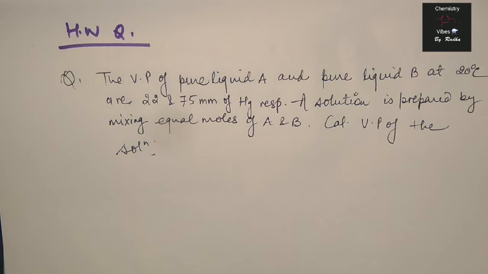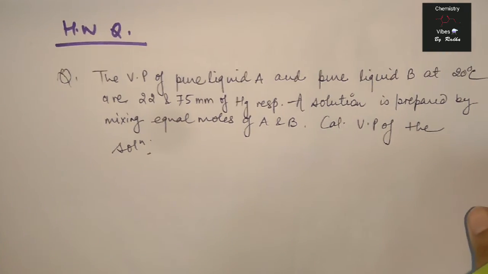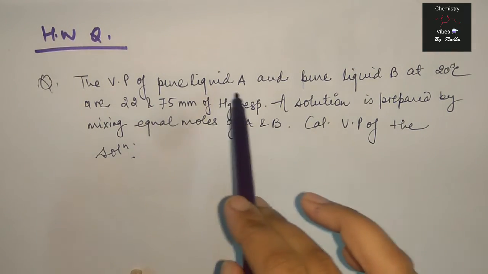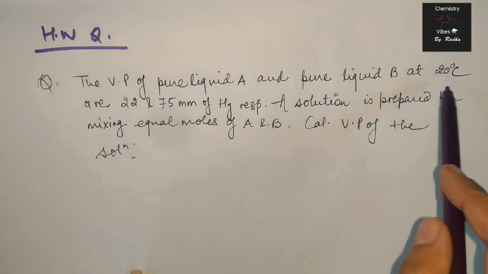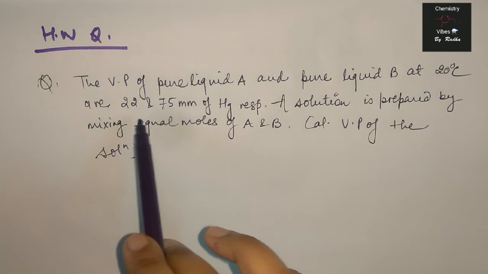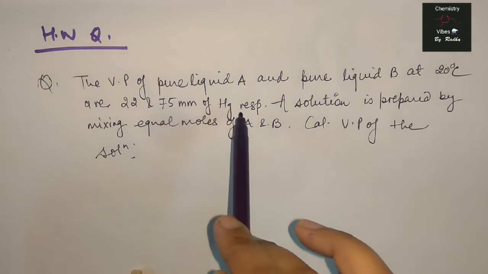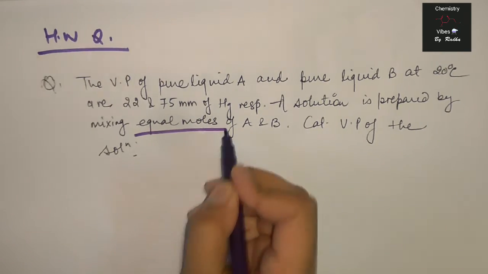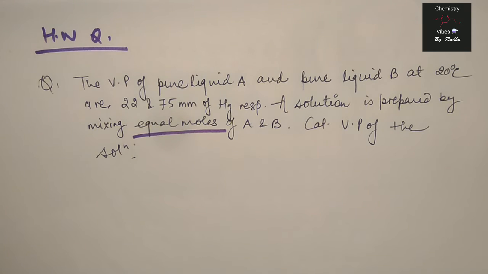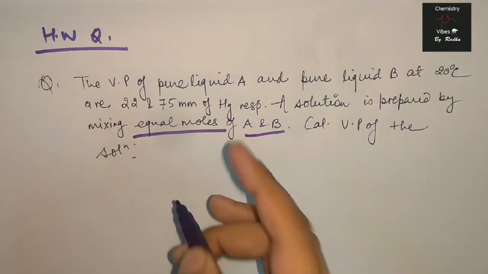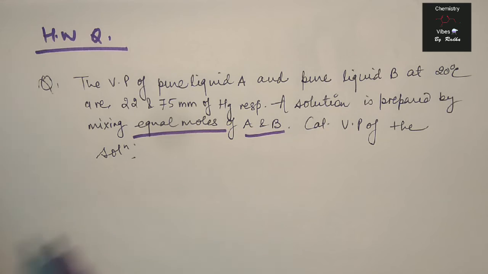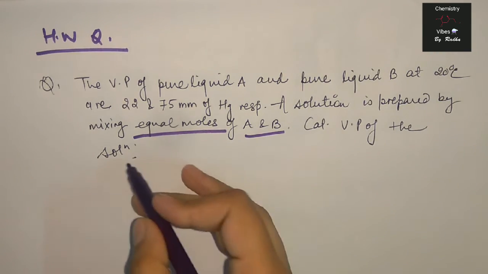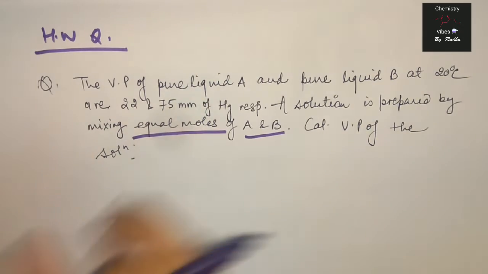So this is one question I'm giving you for homework. Please do this question. This is also very simple. Let me read the question. The vapor pressures of pure liquid A and pure liquid B at 20 degrees Celsius are 22 millimeter and 75 millimeter of Hg respectively. A solution is prepared by mixing equal moles. This is the main point in the question. Equal moles of A and B. You have to keep this in mind. What does equal mole mean? So that is a trick, right? Calculate the vapor pressure of the solution. Just keep this equal moles in mind.